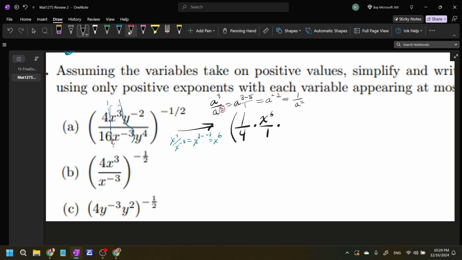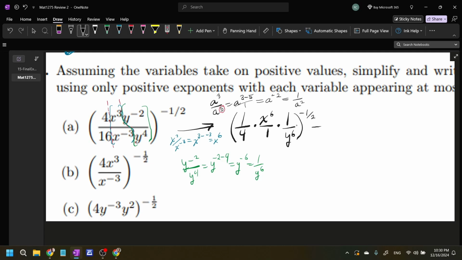Okay, lastly, let's do this in green. We have our y terms doing the same thing. Y to the negative 2 divided by y to the 4 is the same thing as y to the negative 2 minus 4, which is y to the negative 6, which is 1 over y to the 6. So our last part is going to be 1 over y to the 6th. And remember, this is all to the negative 1/2 power. So let's neaten this up a bit.